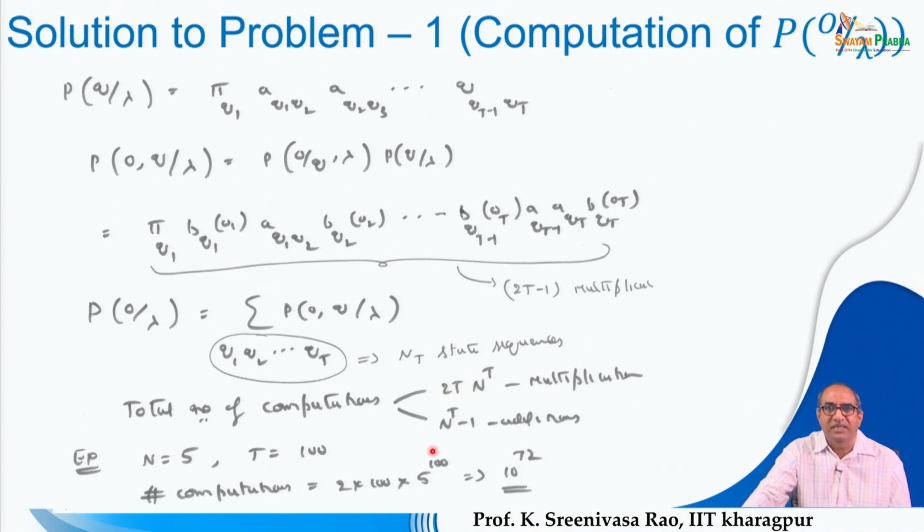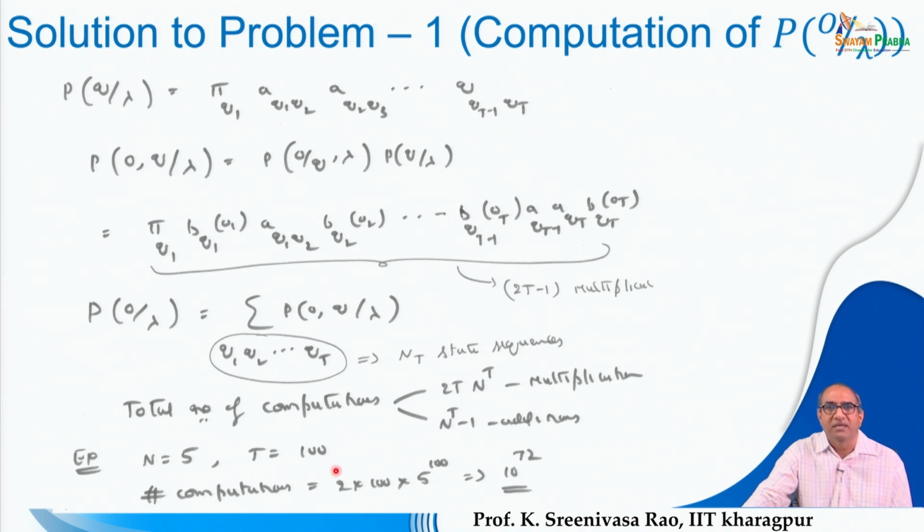Now, let us see this with a numerical example. Suppose if you extract the feature vectors from a word, based on the length of the word, the number of feature vectors derived will be 100. So, there is a sequence of 100 feature vectors from a given word, and we need to find out which word these 100 feature vectors belong to. So, here T equals 100, and suppose each word is modeled with a 5-state HMM model. That means N equals 5.